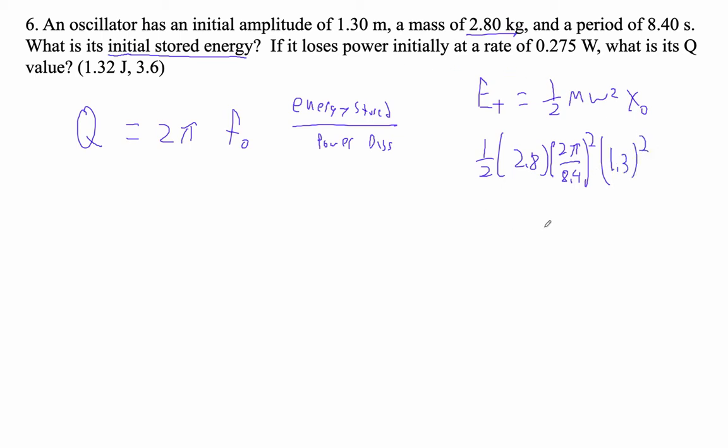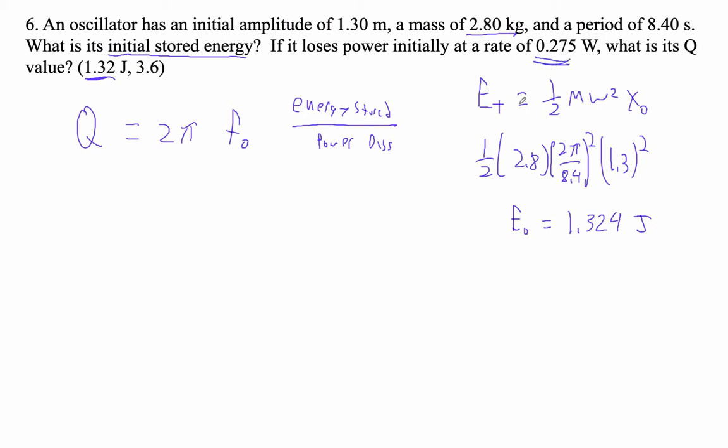Okay, so let's figure this out. So 0.5 times 2.8 times parenthesis 2 pi divided by 8.4 times 1.3 squared. And I'm getting 1.32. The initial energy is 1.324 joules, right? So we got the first answer, right? Okay. So then what is its Q value, right?